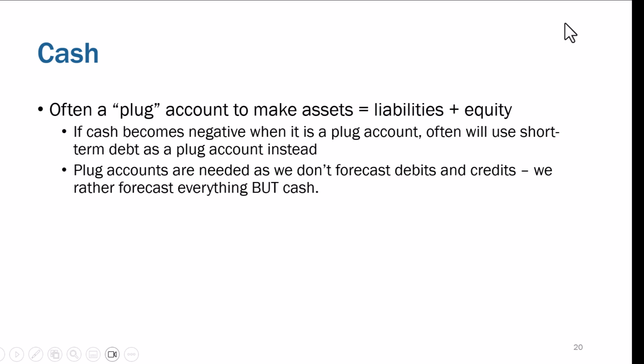So first, looking at cash. Cash is very frequently going to be a plug account to make assets equal to liabilities plus equity. If it's going to become negative, then we might use short-term debt as a plug account. That would almost be like a line of credit. And then plug accounts, we need them because we don't forecast using a debit and credit approach. You saw what we just did for the income statement there. We just used kind of our best estimates. So our forecast is not going to be balanced unless we have a plug account. So we're going to do that with cash.